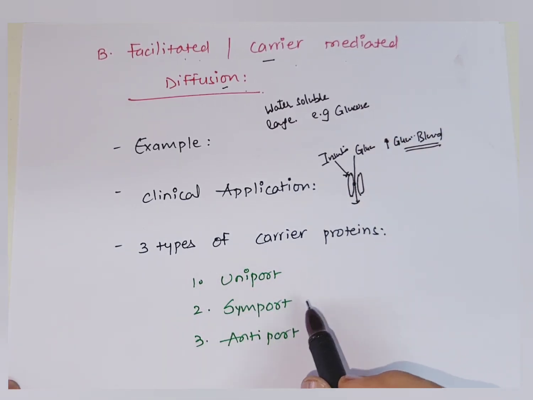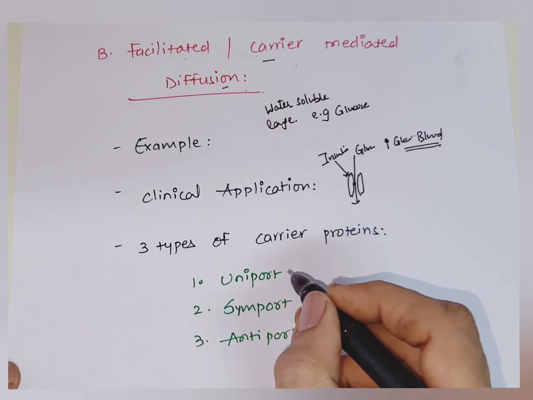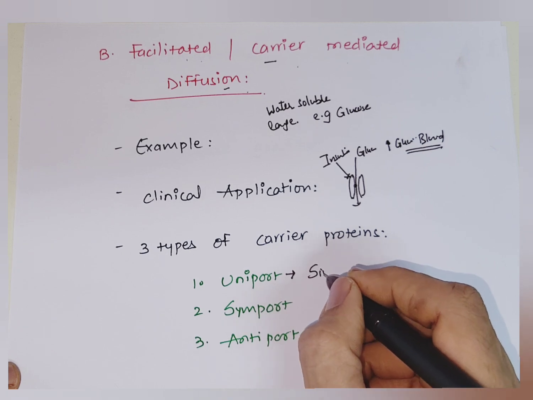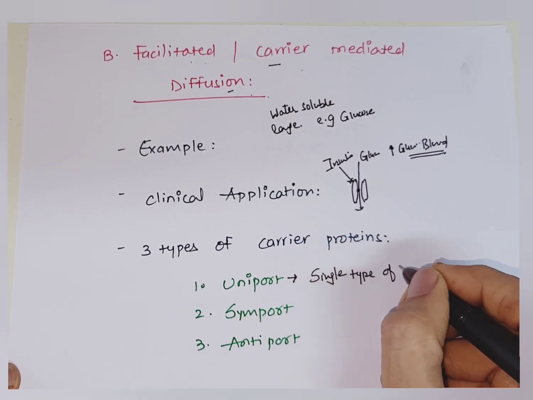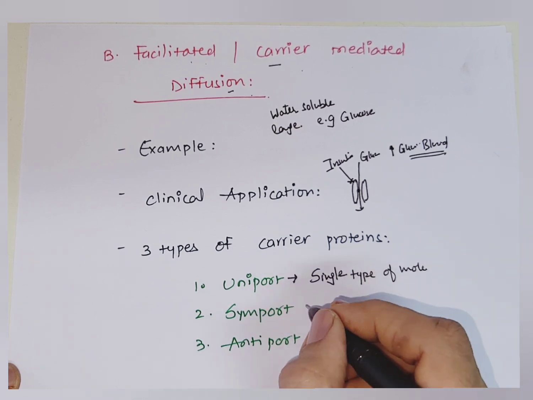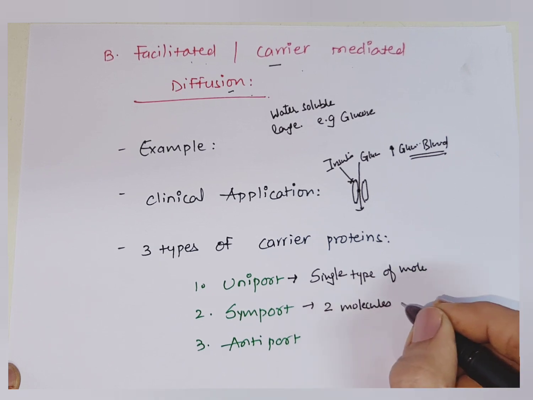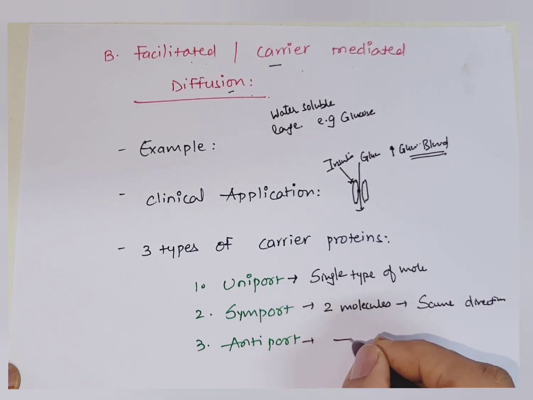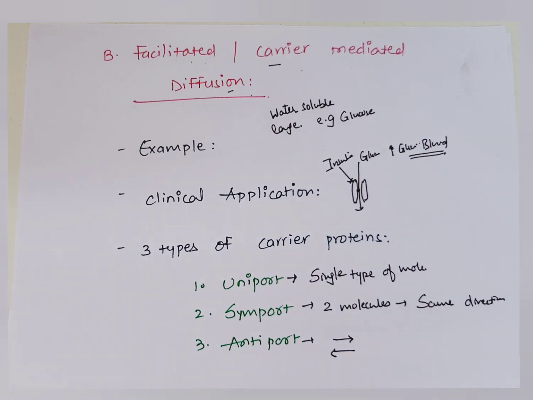Different types of carrier proteins are there, basically three types. One is uniport. Uniport means these carrier proteins cause transport of one substance, only a single type of molecule. Symport means two molecules are transported but in the same direction. And antiport means in opposite direction, like one enters, one exits. So three types of carrier proteins are present.